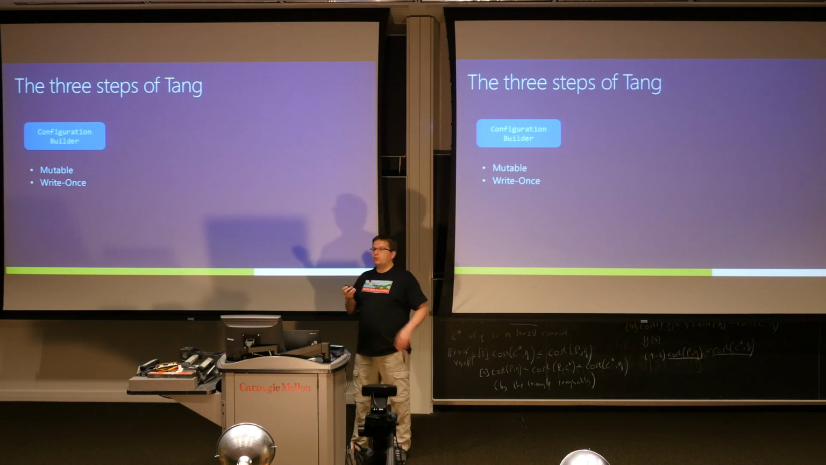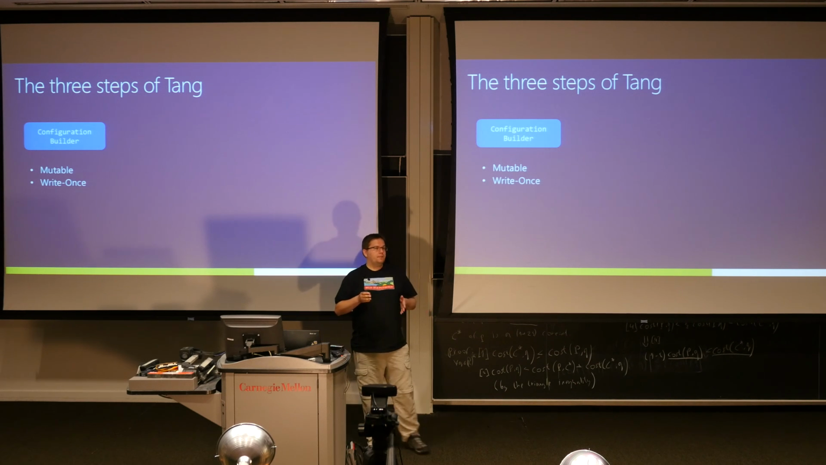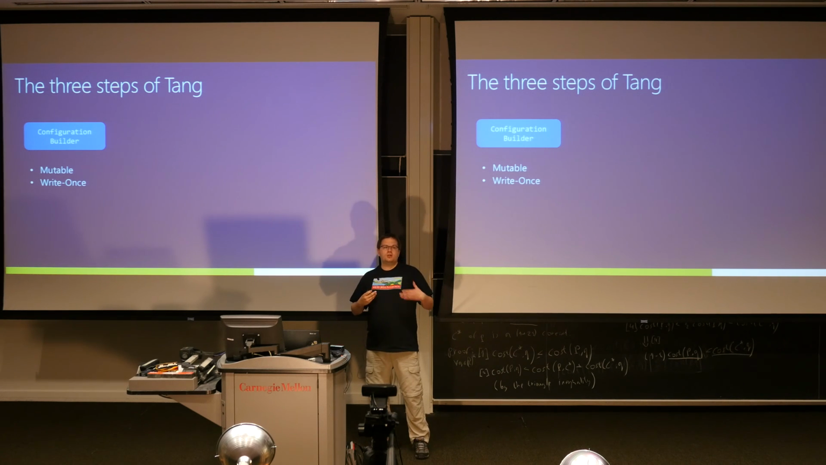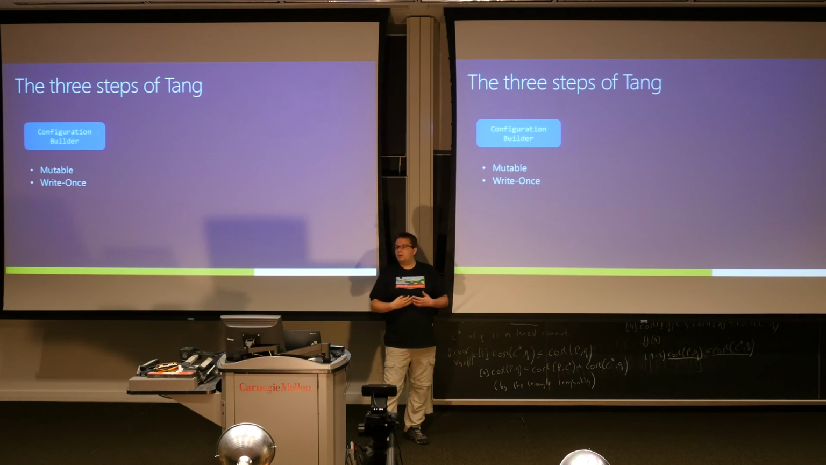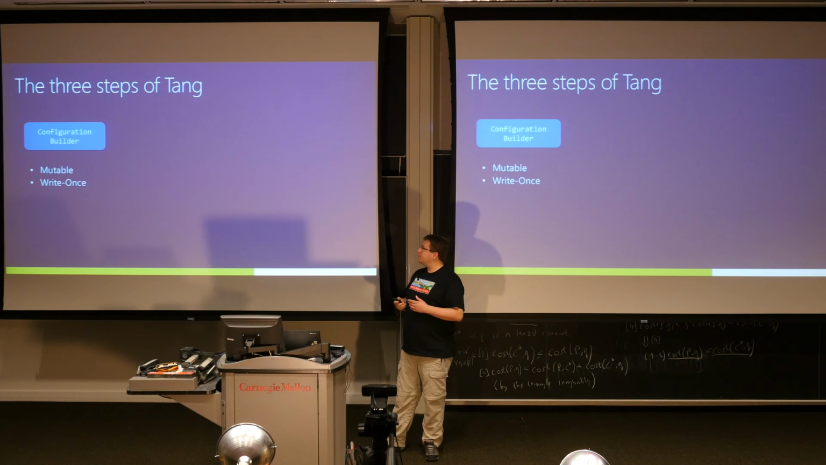The first step is a configuration builder. That's when you write up your configuration. That's just standard key value stuff. You set keys to have a certain value. We make it so that the keys are Java classes. That way you can never mistype, because the IDE or the compiler will warn you when you use the wrong string.